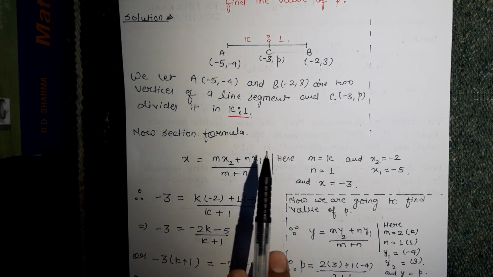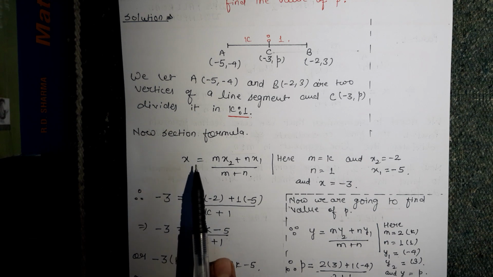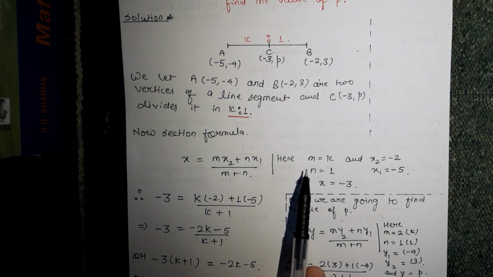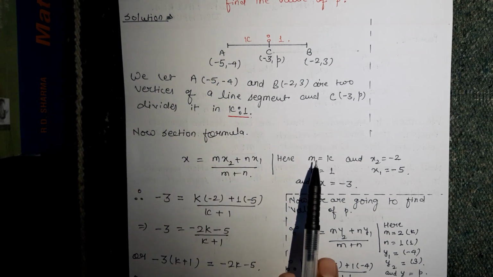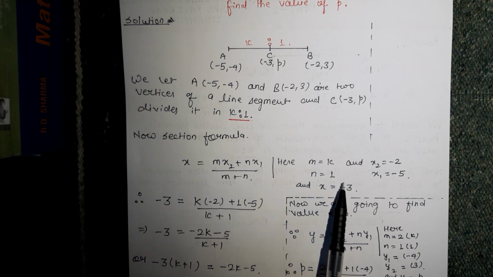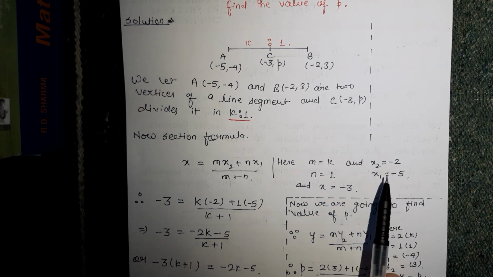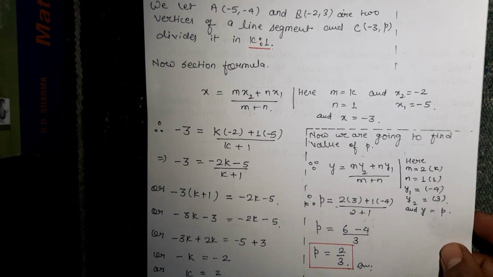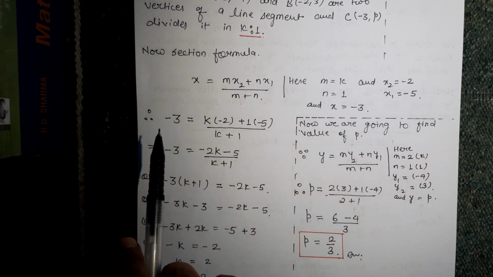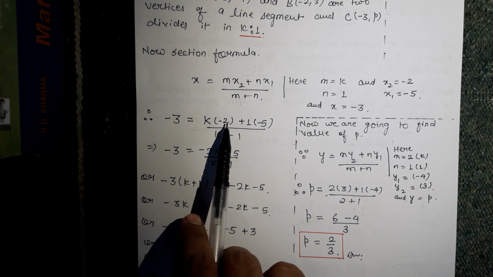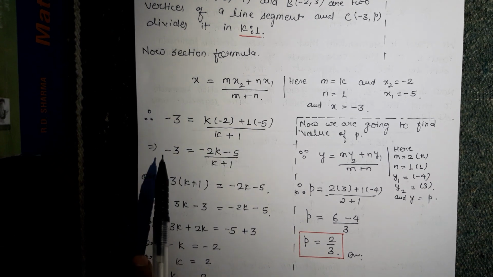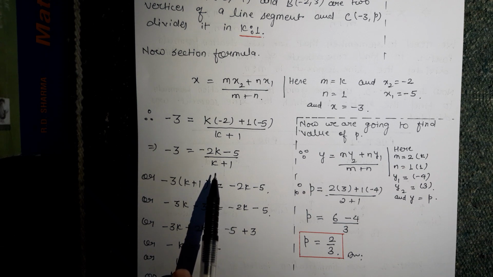Using the section formula, we know that if we need to find the coordinate of x, x will be given by (m x2 + n x1) upon (m + n). If we compare the result from this particular figure, we know that m equals k, n equals 1, x2 equals -2, x1 equals -5, and the value of x equals -3. Fine. So putting all these values in the given formula, we have -3 equal to (k x2 + 1 x1) upon (k + 1), so -3 equals (-2k - 5) upon (k + 1).